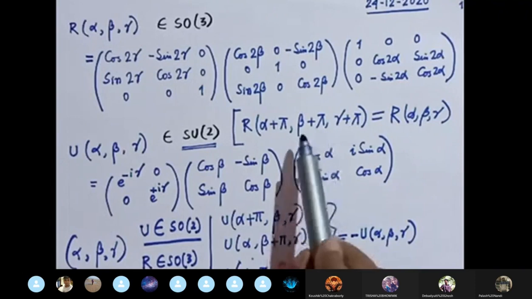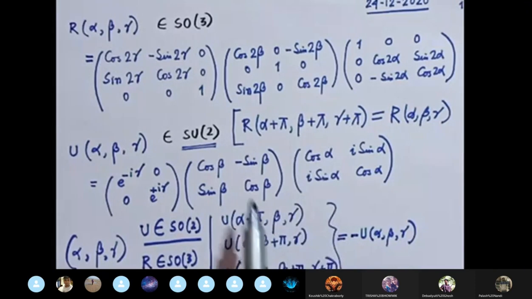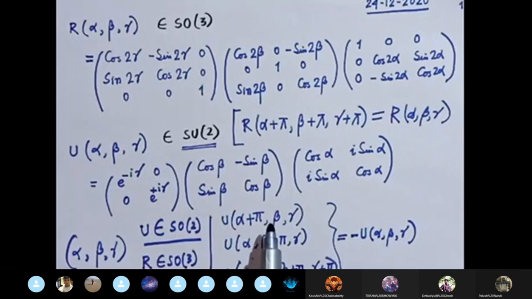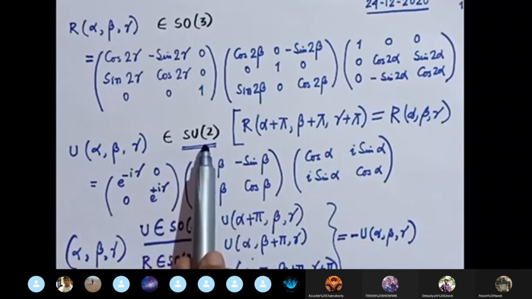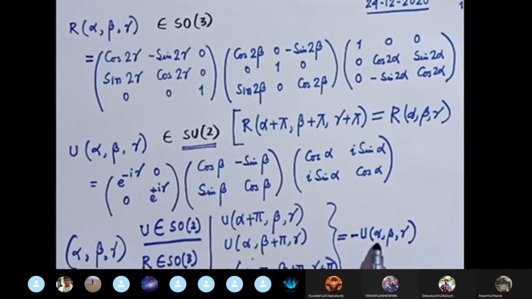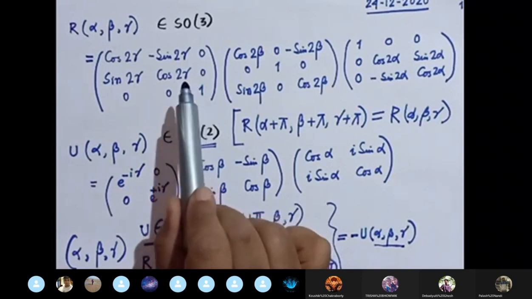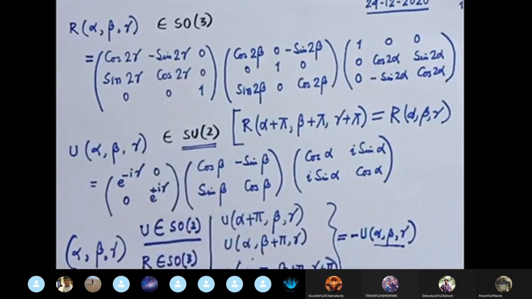But those two values would give you the same R. That means elements of this SU2 matrix, suppose one corresponding to alpha beta gamma and another corresponding to this, both of which are different matrices, two elements of SU2 correspond to a single element of SO3. Is it clear?